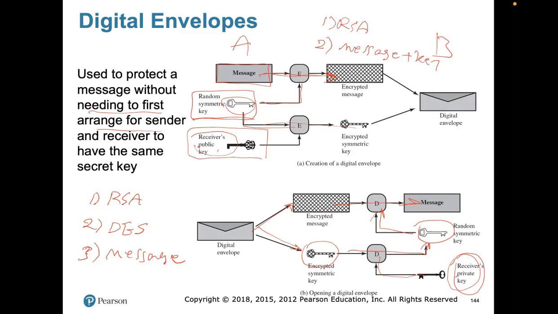And of course, this is good if there is only one-time communication between Alice and Bob, if they don't want to communicate too much.